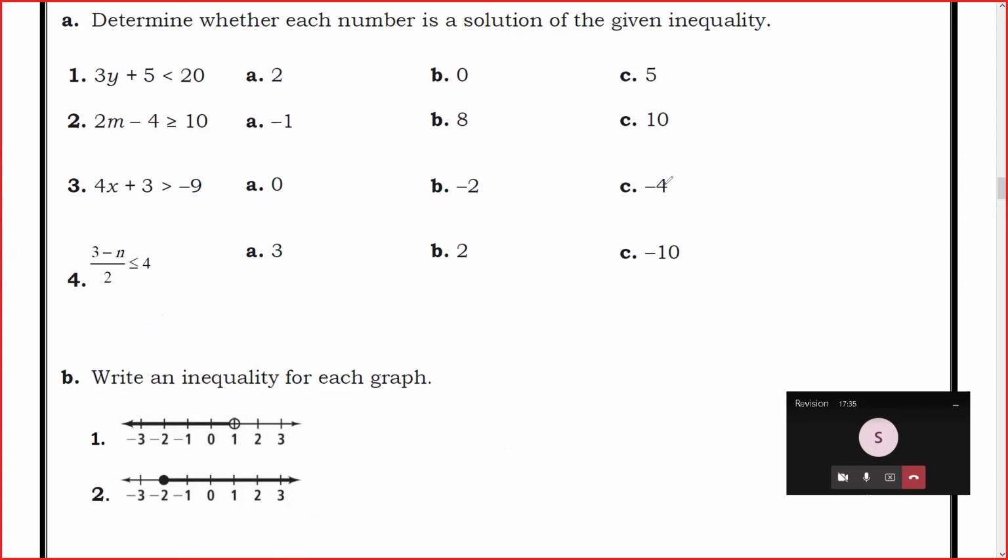Let's start. How can I decide? By evaluating 0, or replacing x by 0. So 4 times 0 plus 3 greater than -9. Now, is 3 greater than -9? Yes. So 0 is one of the solutions. Now, let's try -2.